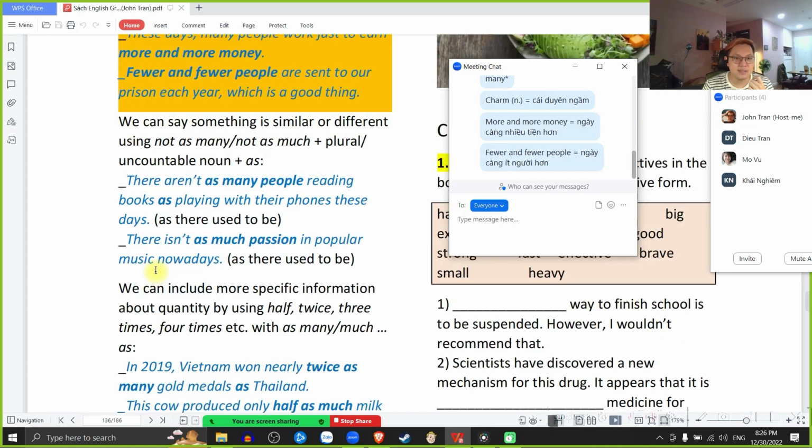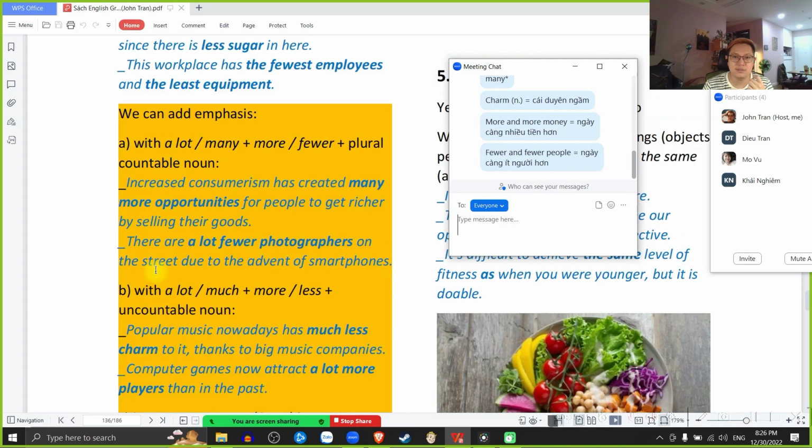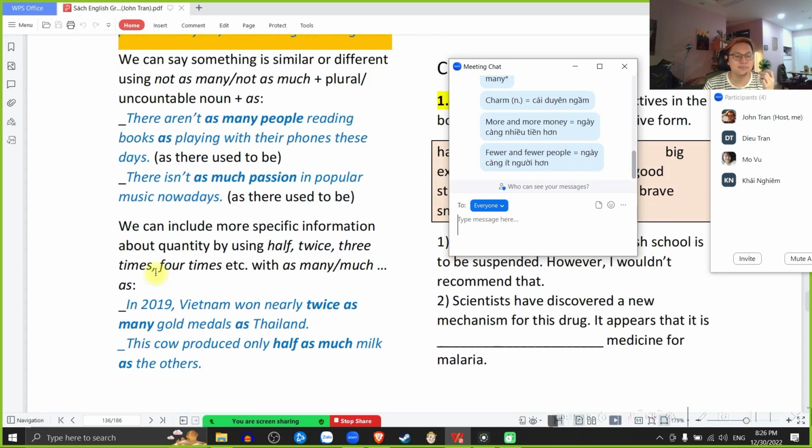Okay, we can say something is similar. You can say something is similar or different using not as many, not as much, plus plural or uncountable noun, plus as. There aren't as many people reading books as playing with their phones these days as there used to be. There isn't as much passion in popular music nowadays as there used to be.